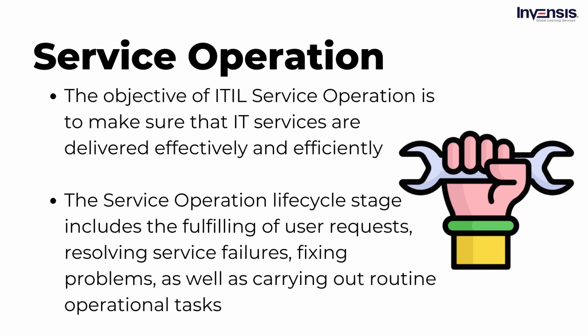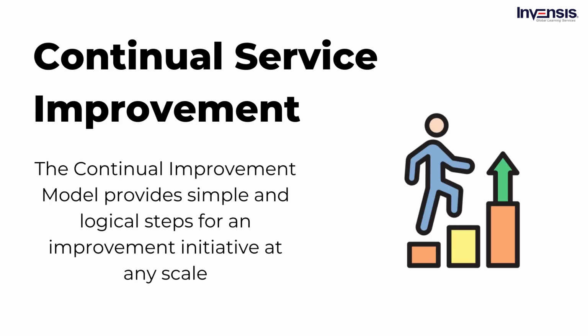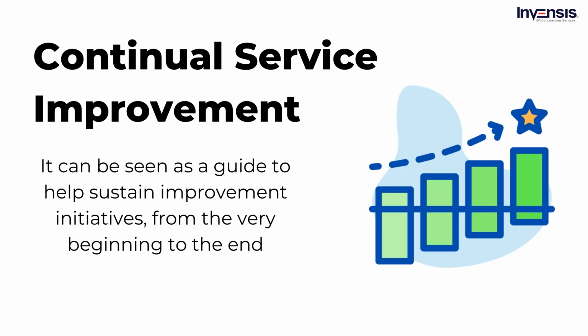Additionally, we have the final process stage, which is continual service improvement. The continual improvement model provides simple and logical steps for an improvement initiative at any scale. It can be seen as a guide to help sustain improvement initiatives from the beginning to the end. These are the 5 process stages of ITIL.